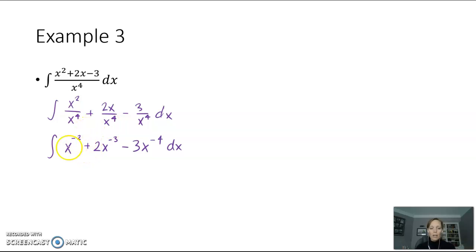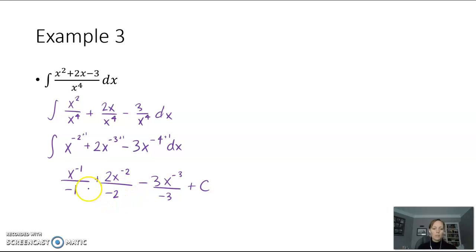Now this is ready to apply the power rule because I have just single terms, exponents and variables in the numerator, no division happening. So I'm going to follow that rule we've been talking about. So I add 1 to the exponent, so that's x to the -1, and I divide by that new exponent, divide by -1. Next term, I add 1 to the exponent, so I have 2x to the -2, and then I divide by that new exponent, so I'm dividing by -2. Last term here, I add 1 to the exponent, so I get minus 3x to the -3, and I divide by that new exponent, which is -3. Don't forget your plus c at the very end, and then we're going to do some simplifying here.